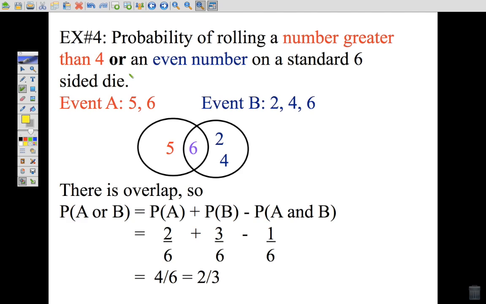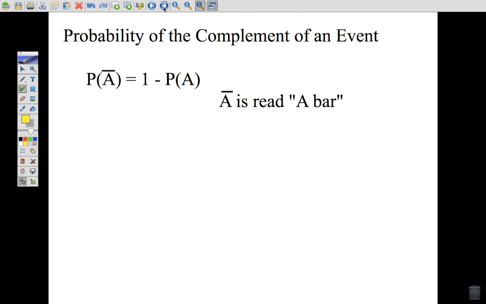Let's look at one last example and one last concept to go with it. We're going to look at the probability of the complement of an event. So think about if when you're watching the weather forecast and the weatherman says that there's an 80% chance that it won't rain. 80% chance that it won't rain tomorrow. Which means what is the chance that it will rain tomorrow?